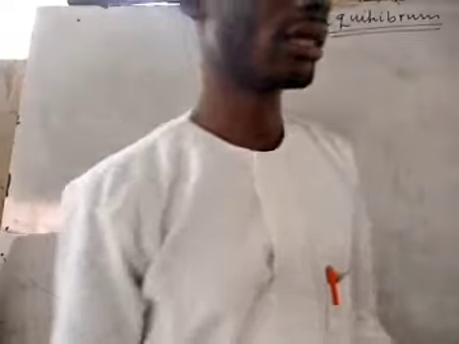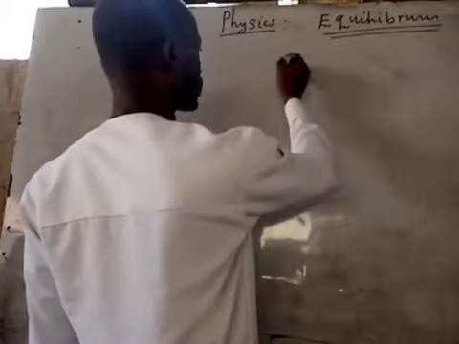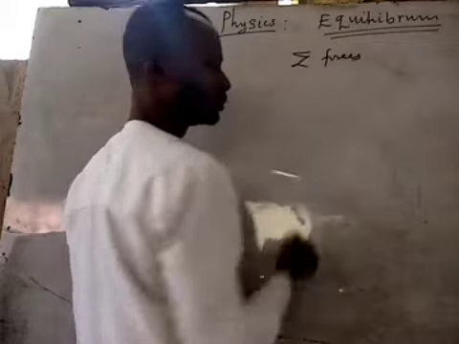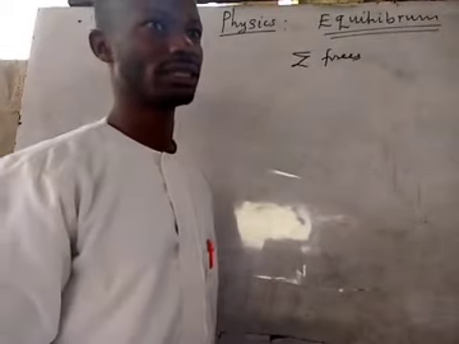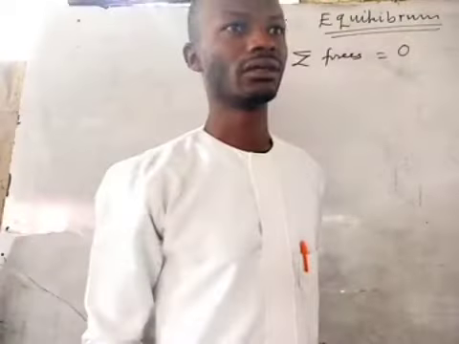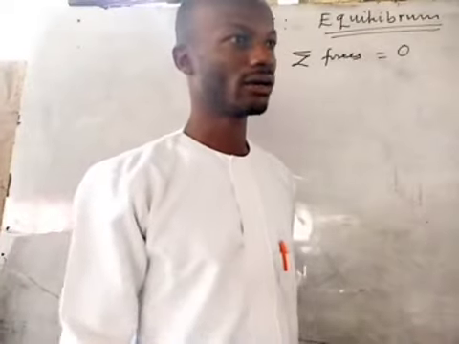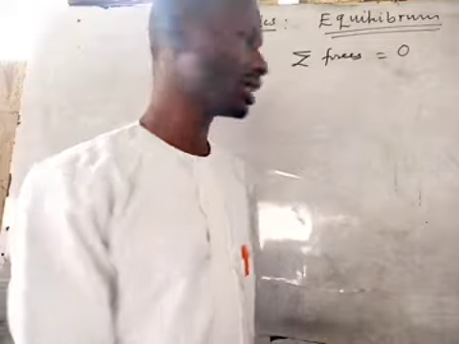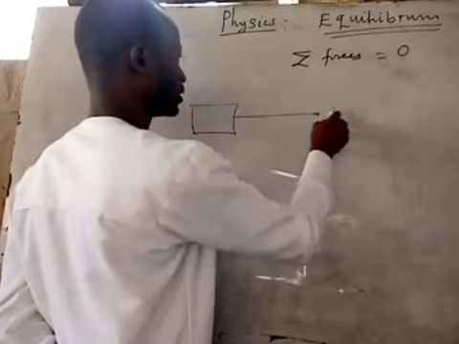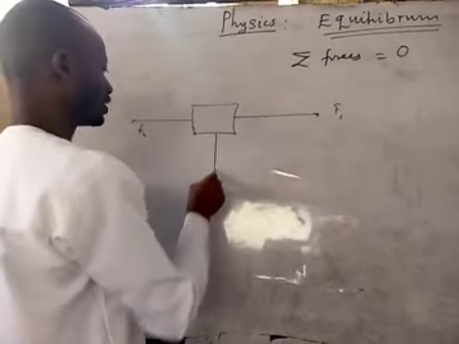But let me recap those conditions for equilibrium. The first condition we gave is that the sum of all the forces acting on a body in equilibrium must cancel each other. Say, for instance, I have a body of mass M, which is acted upon by two horizontal forces, F1 and F2, and two vertical forces.